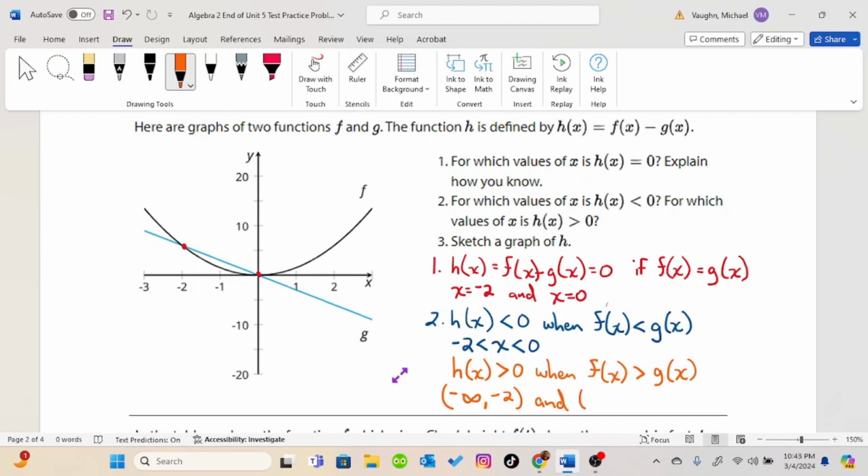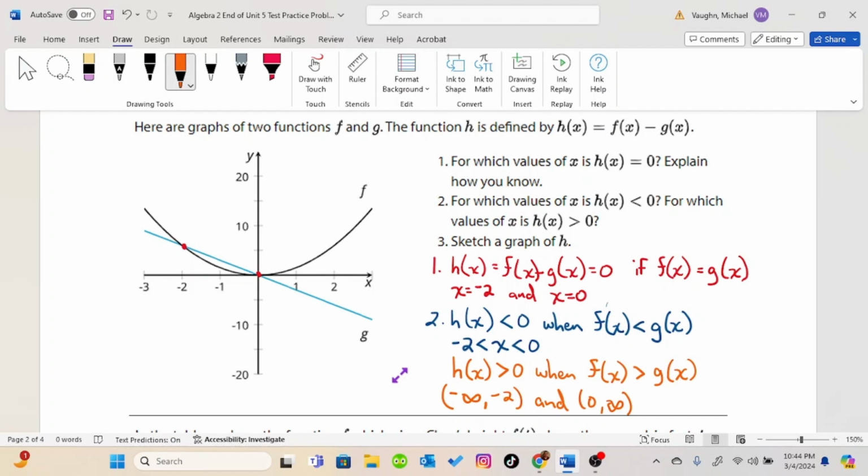and 0 to infinity. And notice we used parentheses for all of this because we are not including any of these numbers. It's impossible to include negative infinity or infinity because they are not set numbers. And we are not including -2 or 0 because those values made it equal 0.